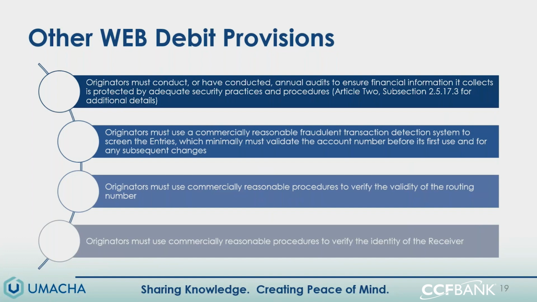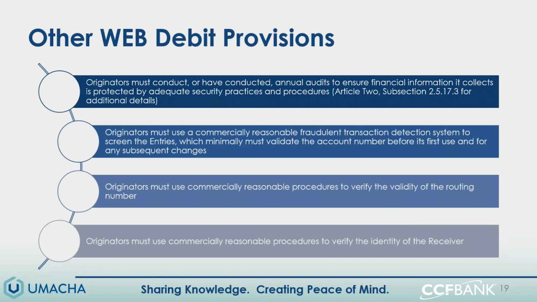And then last one, the originator needs to use some sort of commercially reasonable procedures to verify the identity of the receiver. How did you know that it was me that logged into that web portal and authorized that payment, right? Now you've seen the word commercially reasonable a couple of times here.